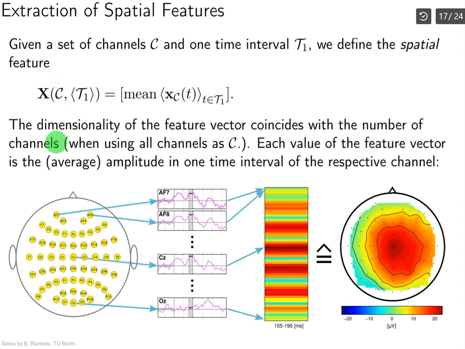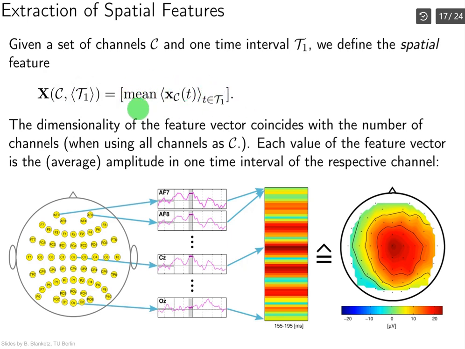How about spatial features? How can we extract the spatial features from the given multi-channel EEG data? So let's define the set of channels as calligraphic C, and one time interval. So one time interval can correspond to 100 milliseconds, or 200 milliseconds. We define the spatial feature as follows: X at a set of channels and a time interval. And this will give us the following vector.